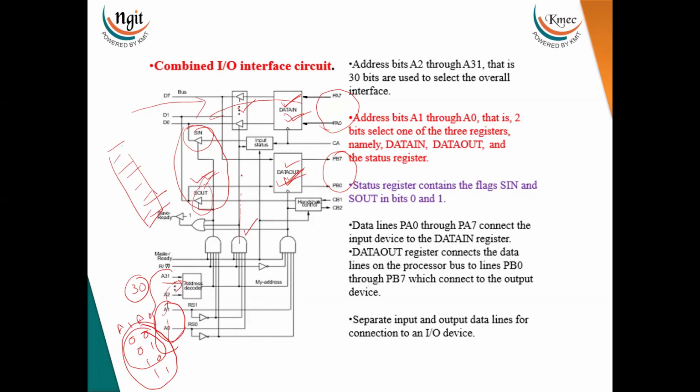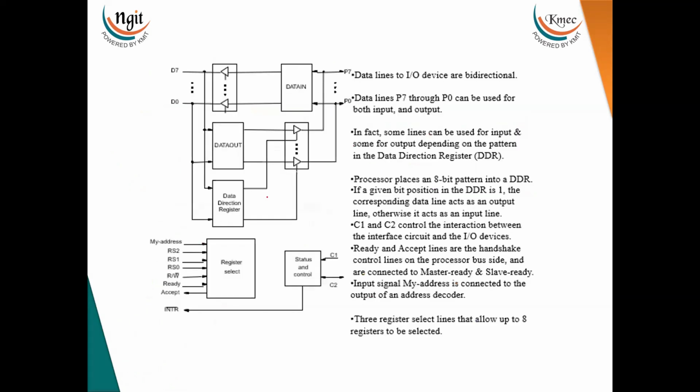The remaining analysis is the same as the input and output analysis we have already done. Apply 00 here, 01 here, 10 here, and 11, and see how the outputs of these AND gates become one, how the slave ready signal is sent to the processor, and how the buffer register, data in register and data out register are enabled. You analyze it. Instead of this circuit, we can also analyze the same diagram as a block diagram.